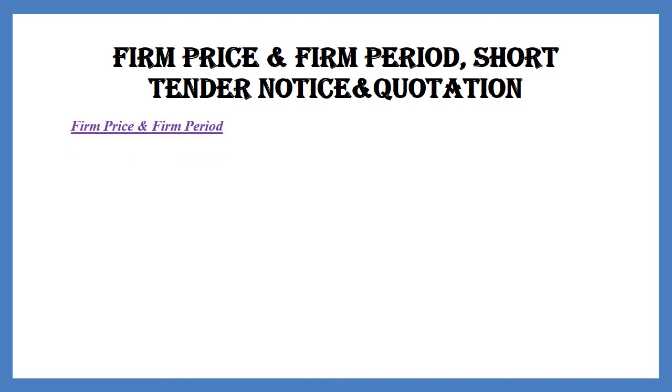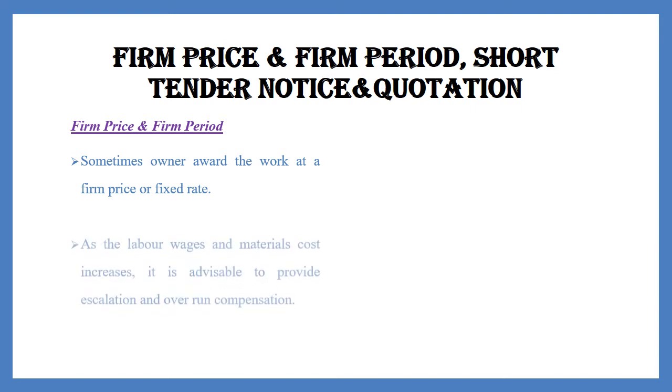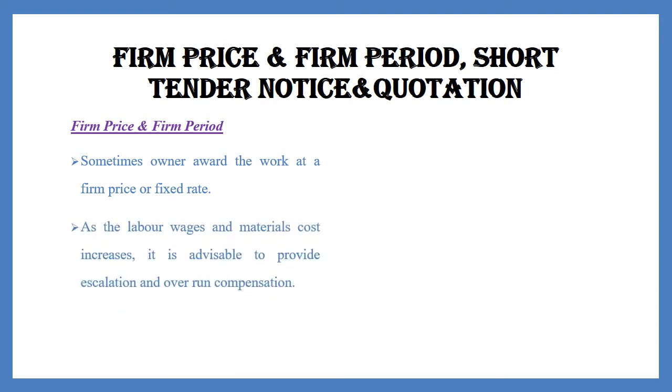Firm price and firm period. Sometimes the owner awards the work at a firm price or fixed rate. As the labor, wages and material costs increase, it is advisable to provide escalation and overrun compensation. Firm period is the duration of time over which the firm price is valid.